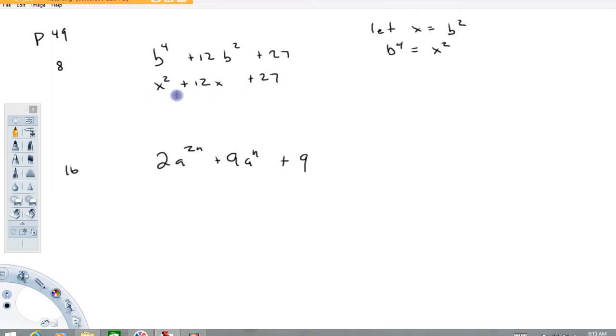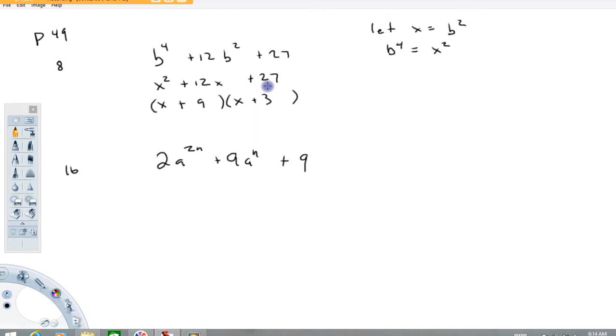Now, there are no common terms, but it should be easily factored with that kind of guess and try approach. The lead term here is 1x squared, so no doubt it's going to be x and an x. Then we look at the factors of 27: 27 and 1, 9 and 3. I notice that's a 12 there, so the 9 and 3 very likely. And when you check this, it works. There's your x squared term plus 3x plus 9x. There's your 12x and plus 27.